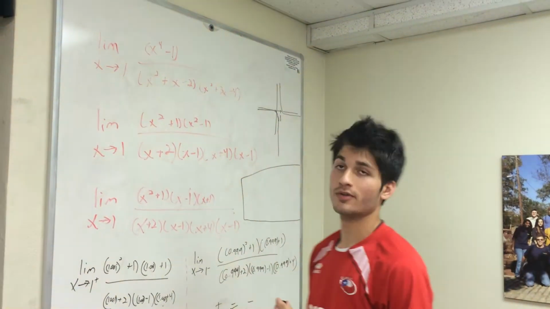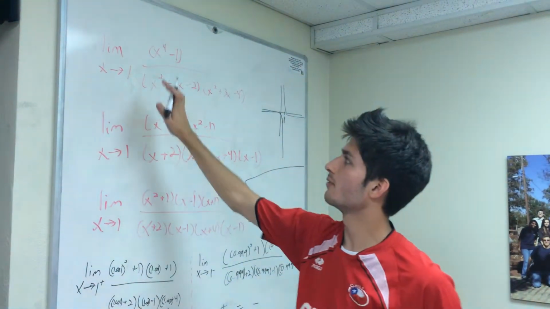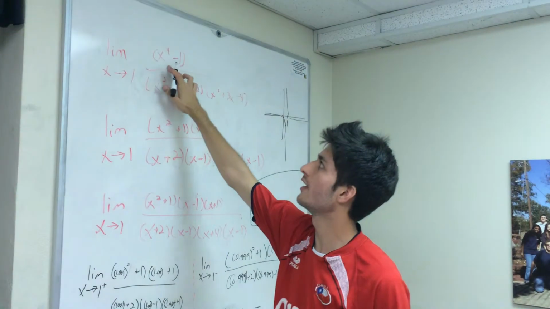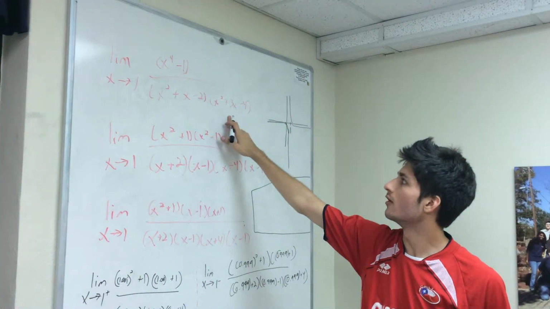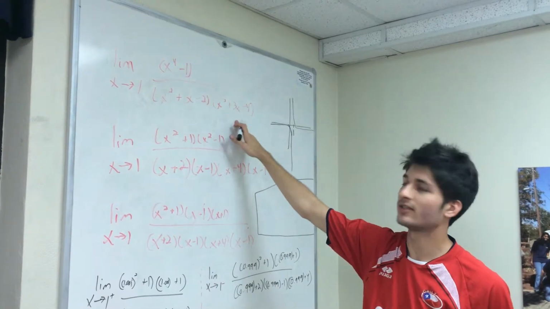Alright guys, I'm going to just walk you through a quick limit problem. Here's our problem. The limit as x approaches 1 of the function (x to the fourth minus 1) over (x squared plus x minus 2) multiplied by (x squared plus 3x minus 4).